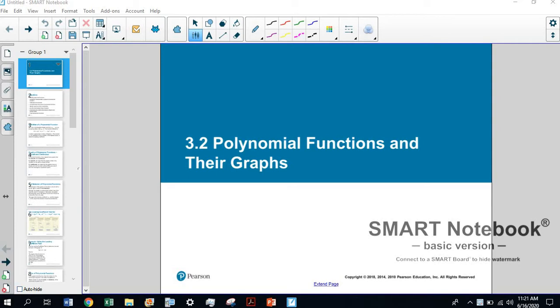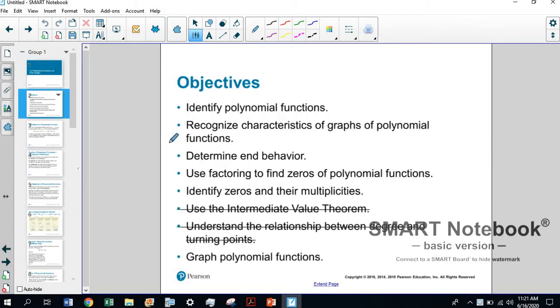This is section 3.2, polynomial functions and their graphs. We're going to cover a lot of the stuff in the textbook, but not everything. We'll talk about basics of polynomials, recognizing some of their characteristics, talking about end behavior, and then using factoring to find zeros for polynomials and identifying zeros and their multiplicities. We're also going to use that information to graph polynomial functions. You don't have to worry about the intermediate value theorem or the turning point stuff towards the end of the section. So this is what we're doing today.